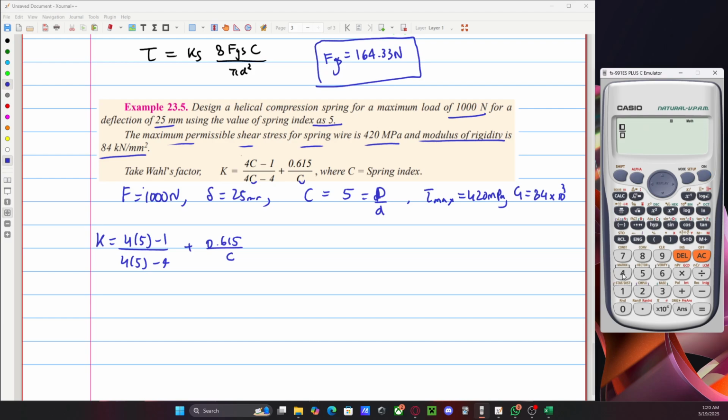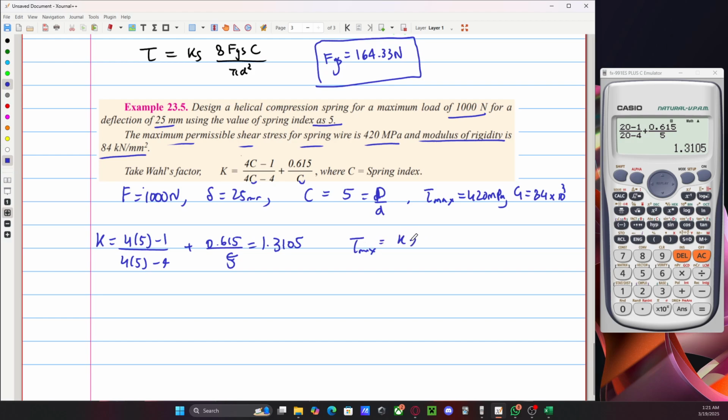So I'm just going to write 20 minus 1 because I know what 4 times 5 is. And 20 minus 4 plus 0.615 over C. C is 5, so let me just change this to 5. So over 5, we get 1.3105. This is our K, and we know that our tau max is equal to what?